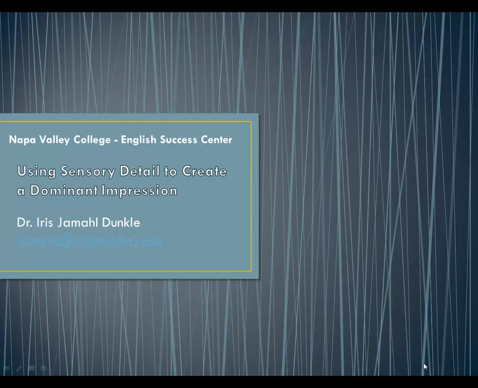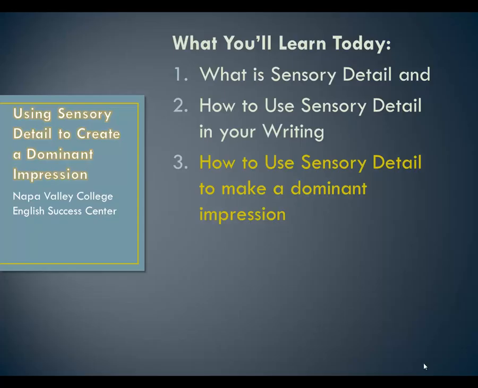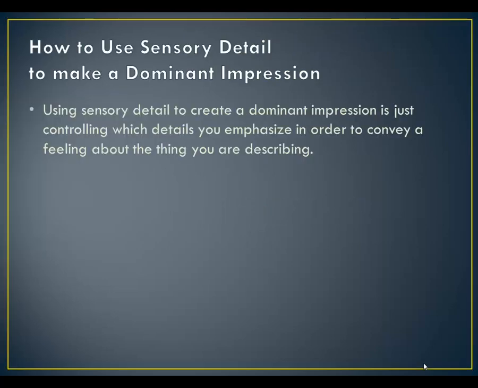Hello everyone, and welcome to the third part of using sensory detail to create a dominant impression. Today we're going to be finalizing our workshop by talking about how to use sensory detail to make a dominant impression. You use this when you want to control the reader's response to something. You really want to encourage them to feel a certain way about something.